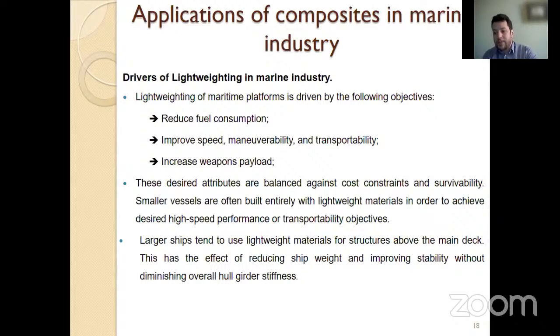Smaller vessels are often built entirely with lightweight materials in order to achieve desired high speed performance or transportability objectives. Larger ships tend to use lightweight materials in structures above the main deck. This has the effect of reducing ship weight and improving stability without diminishing overall girder strength and stiffness.